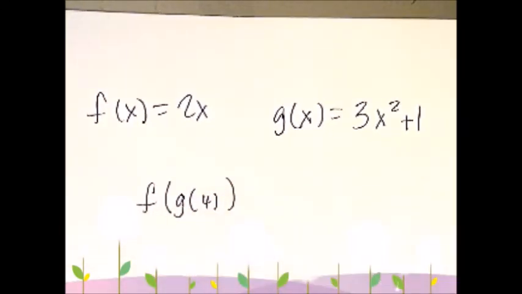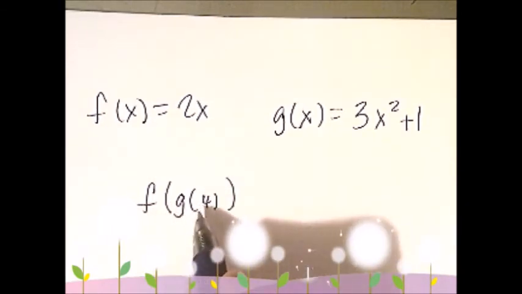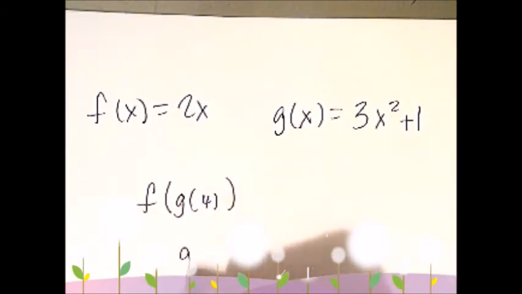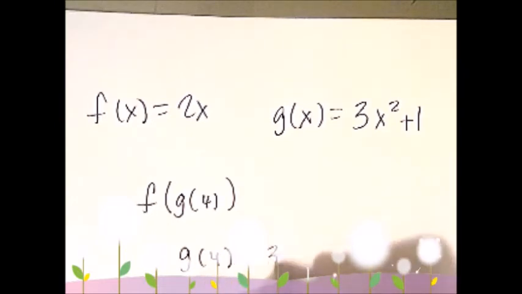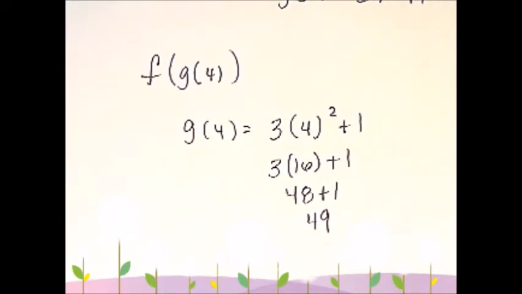Okay, well, you're going to start with the innermost function, g of 4, and you're going to evaluate it for 4. So we're going to say g of 4 equals 3 times 4 squared plus 1. 4 squared is 16. 16 times 3 is 48, plus 1 is 49. So let me write that out. 3 times 16 plus 1 is 48, plus 1 is 49. So g of 4 is 49.